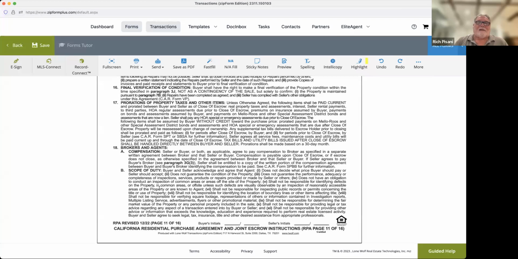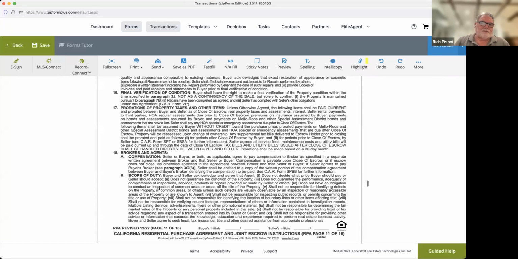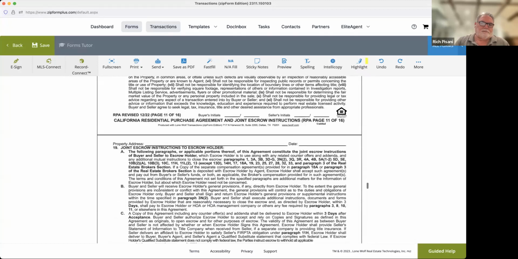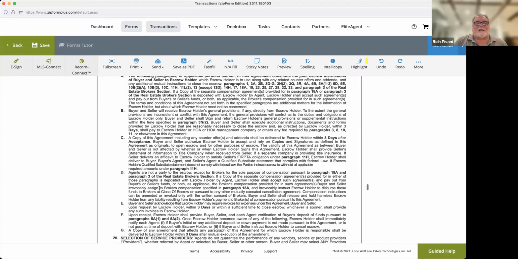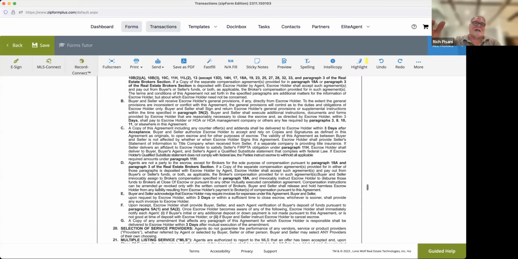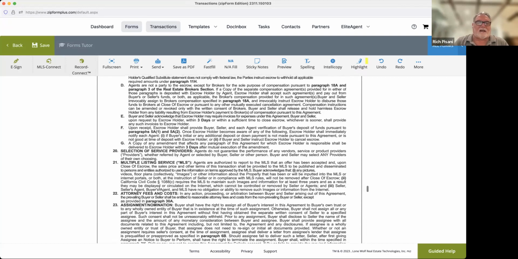Any questions on this page? Not hearing it. Okay. Basically, 19 is saying that escrow is going to take this agreement and then put it into escrow instructions. That's all that says.